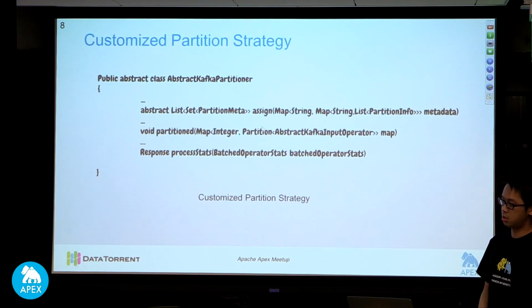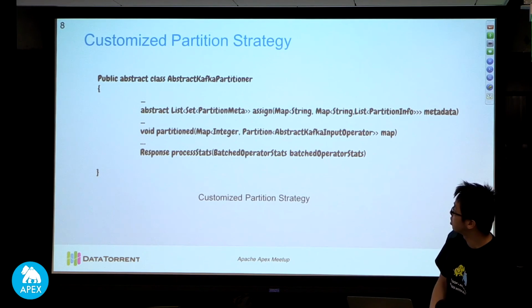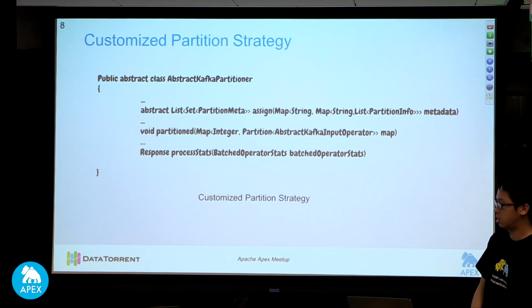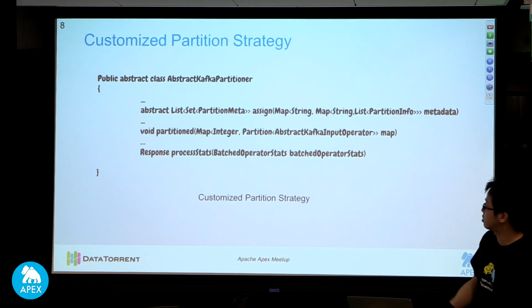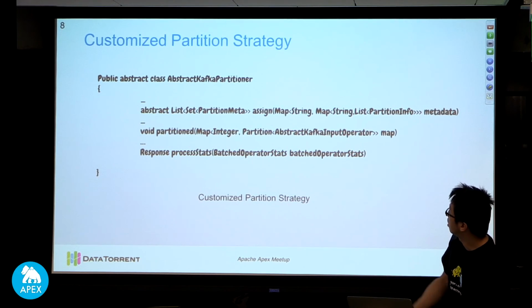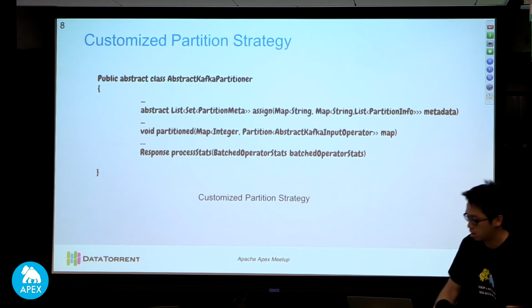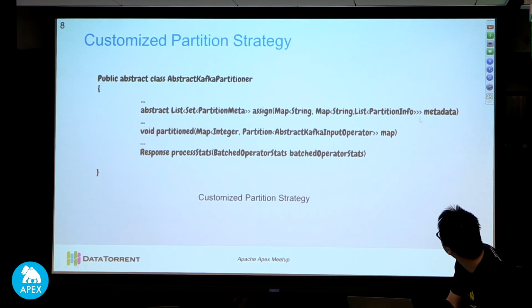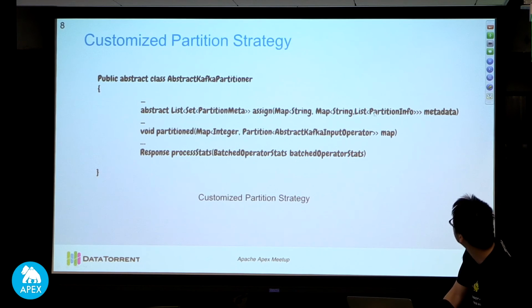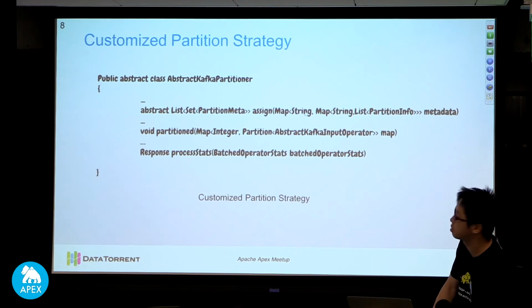So what if one-to-one and one-to-many is not really what you want? You want to implement your own partition logic. Then we have this abstract Kafka partitioner class. A developer can just extend this class and implement the assign method. The parameter for this assign method gives you all the partition metadata. It's all the partitions for all the topics from all the clusters you want to consume data from.